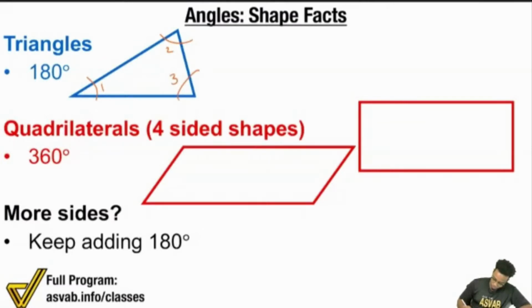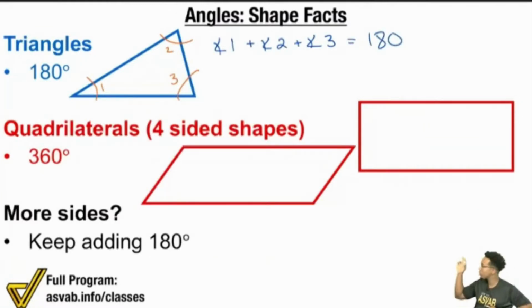For triangles, what we're saying is that angle 1 plus angle 2 plus angle 3 equals 180. So when you take the measure of those three things and add them together, you're going to get 180. Now with quadrilaterals, shapes with four sides, you're going to take a look at the four angles: angle 1, angle 2, angle 3, angle 4. All four of those add up to 180, or excuse me, 360.